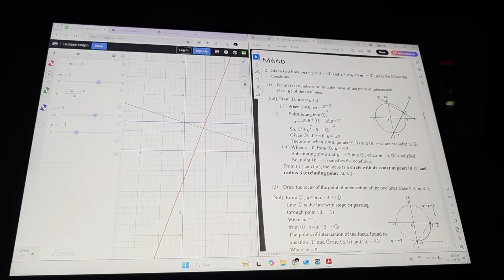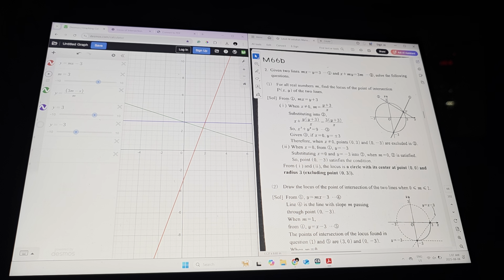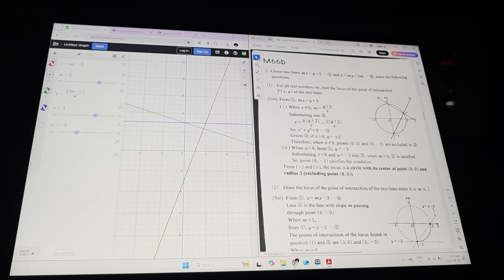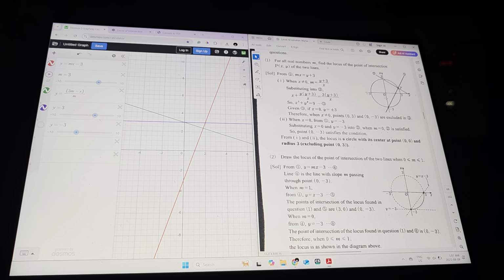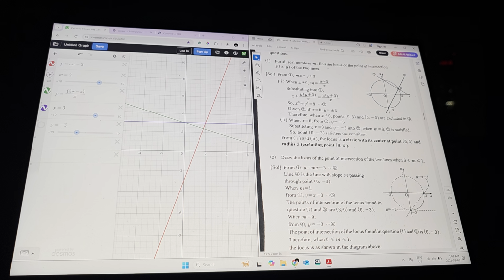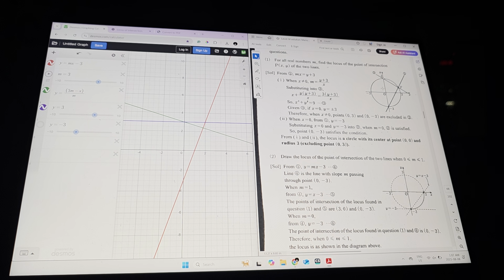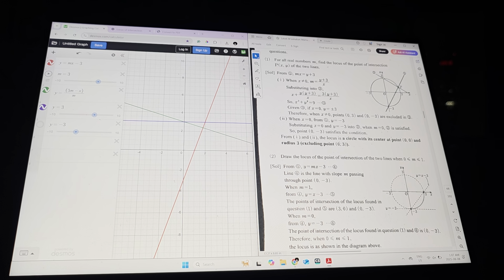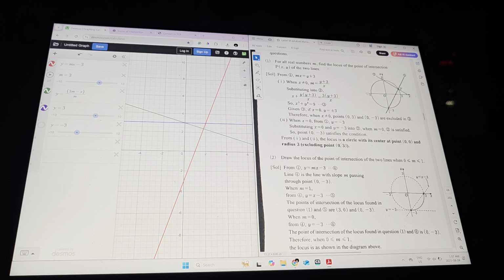So as a summary, from 1 and 2, which is my first analysis when x is not equal to 0 and my second analysis when x is equal to 0, the locus is a circle with its center at point 0, 0, which is the origin, and radius 3. It's pretty straightforward, right? If this is the circle, then everywhere is going to be the same, except and excluding the point 0, 3. And that's actually how you explain and get the locus out of this question, okay?